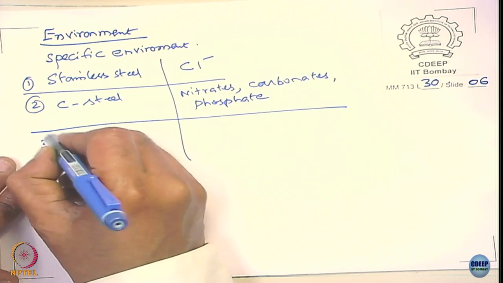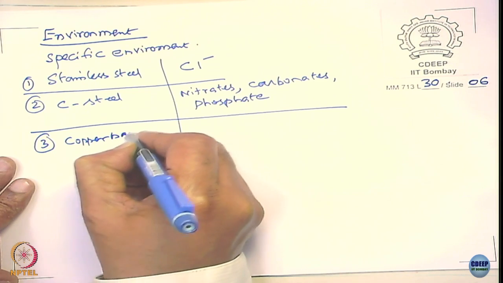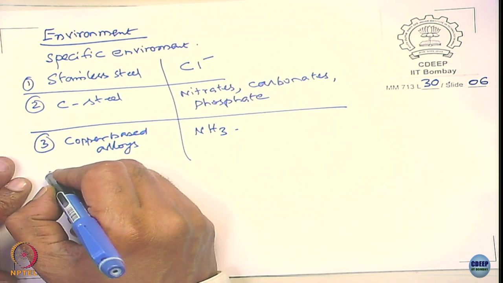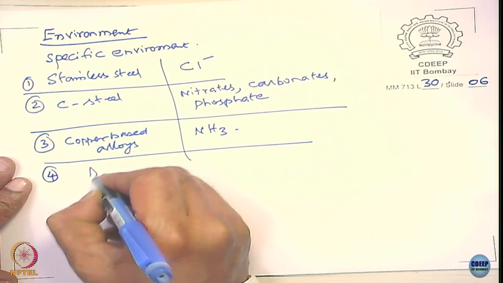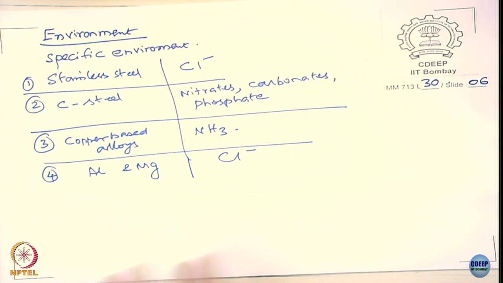And if you are talking about copper based alloys, say ammonia. Ammonia solution is a problem. Similarly, in aluminum and magnesium, chloride medium. So, they are all experimental observations. But it appears that SCC need not be confined to a specific environment. The list of environments keeps being added to with time.